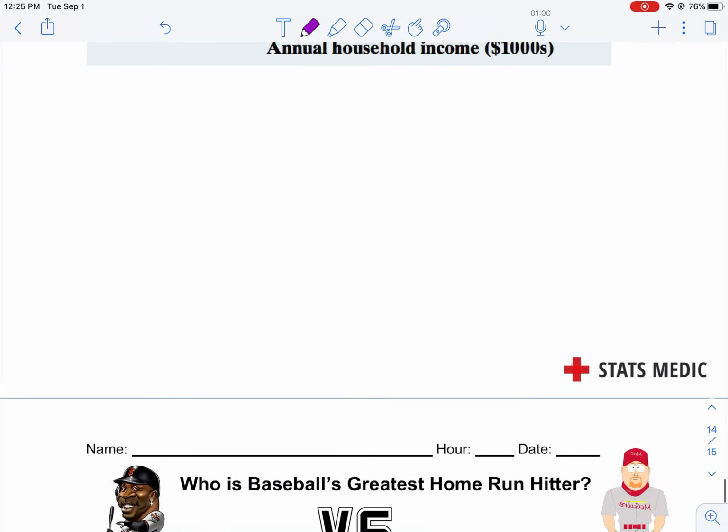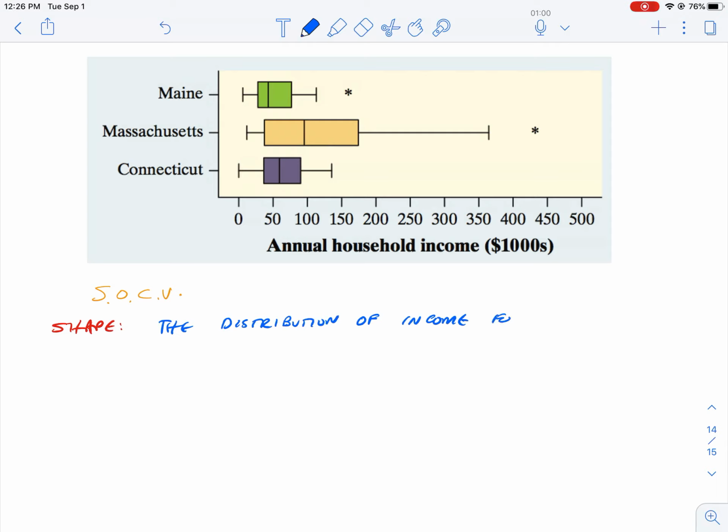So the distribution of income, that's my context. For Connecticut, check it out right here, it looks roughly symmetric. That's one of those LY words. While the other two, check them out, they seem to be a little bit skewed, right? So a little bit skewed to the right, but one is stronger than the other. So we also need to draw that comparison.